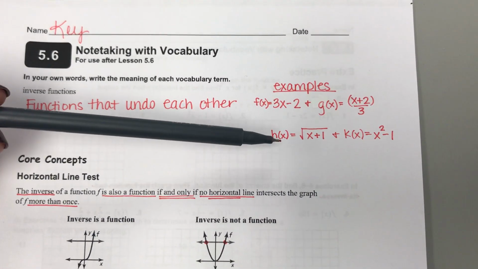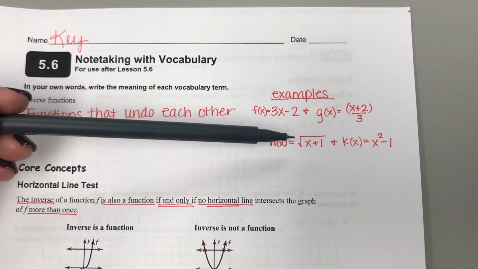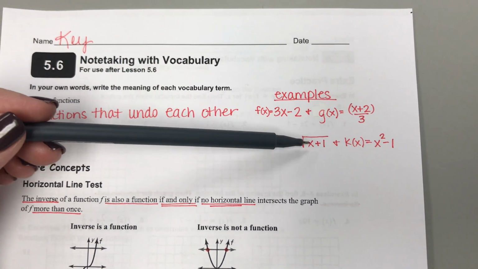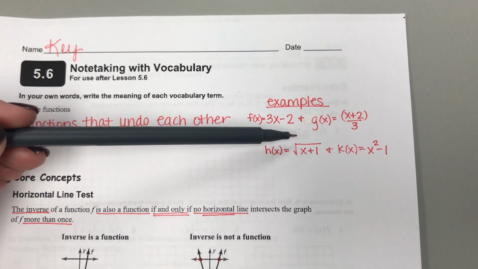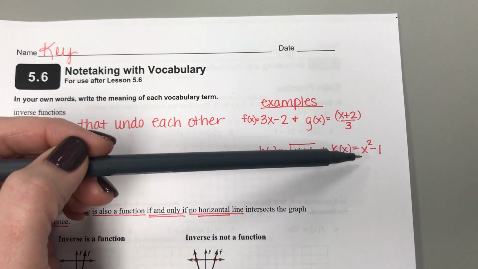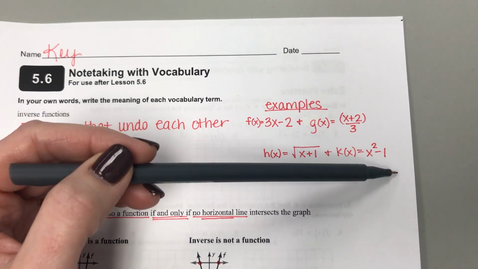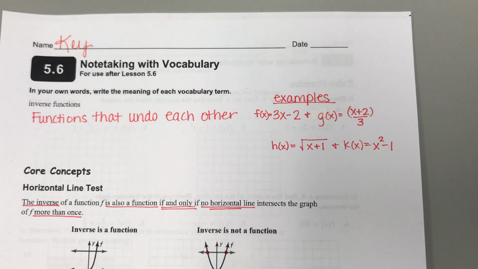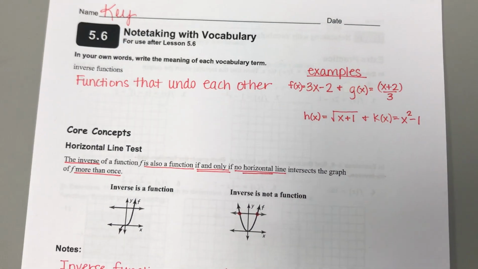Okay, and then I did another one. We have the square root of x plus 1. So we're adding the 1 first because that's inside, and then we would take the square root. And here we're going to square it, and then we would subtract 1. So again, opposite operations in the opposite order.